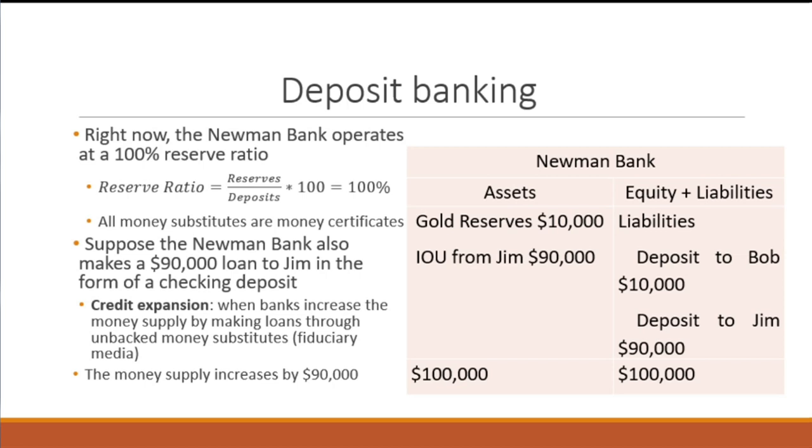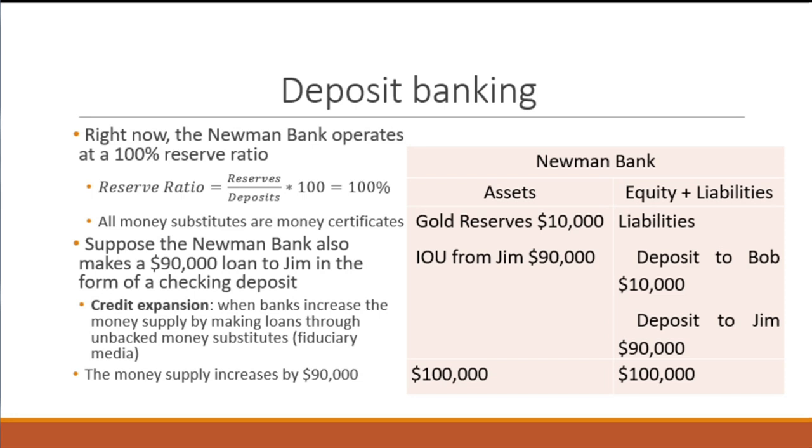However, the situation is going to quickly change. Let's say the Newman Bank makes a $90,000 loan to a Jim in the form of a checking deposit. So Jim wants to borrow money to expand his business, and Patrick Newman is the entrepreneur of the Newman Bank. I say, sure, I can grant that loan to you. Let me just open up a checking account for you. You could redeem this checking account for gold if you or another business would like to, or you can just spend this money at other institutions. This is what's known as credit expansion. Banks are increasing the money supply by making loans through unbacked money substitutes, what's known as fiduciary media.